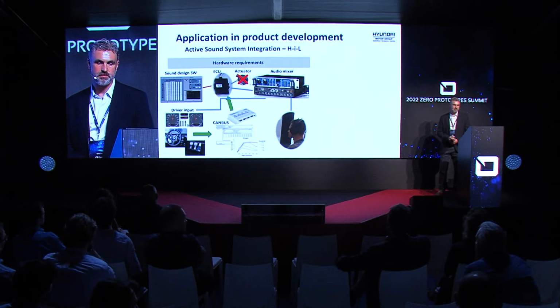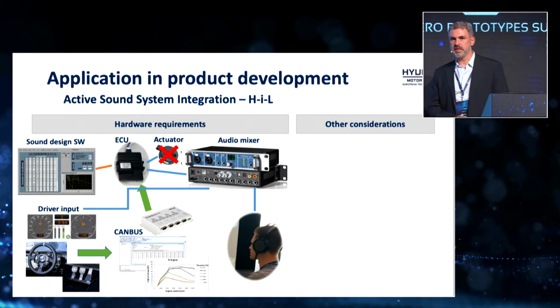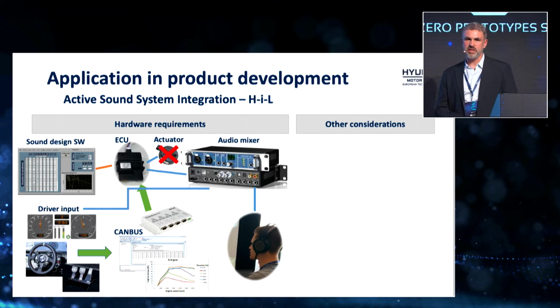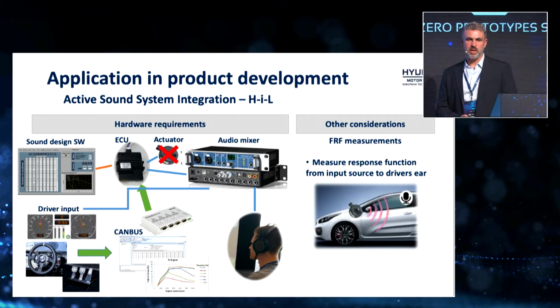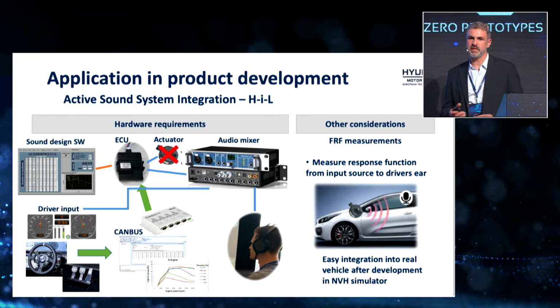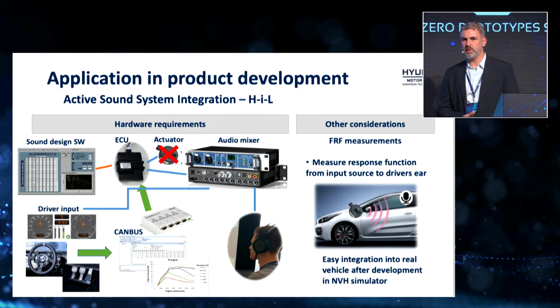of the ECU. There are some other considerations that we do as well, and this is really to aid the end application into the vehicle. And this is that we measure the FRF function between the actuator in the car to the driver's ear. The reason that we do this is that we want to add in the signal between the ECU and the audio mixer a frequency response function, so that when we take that ECU out of the simulator and put it into the vehicle, we've got the same sort of response at the driver's ear as we would have had in the simulator. And this then reduces the amount of development time when we go to the end vehicle.